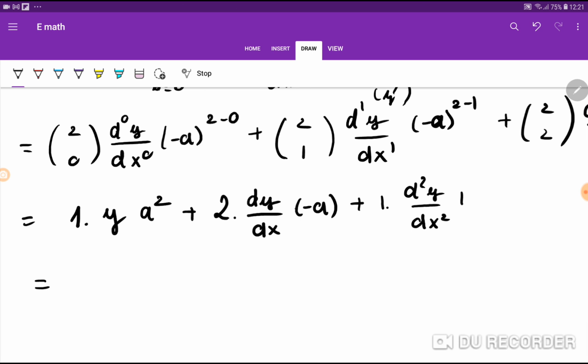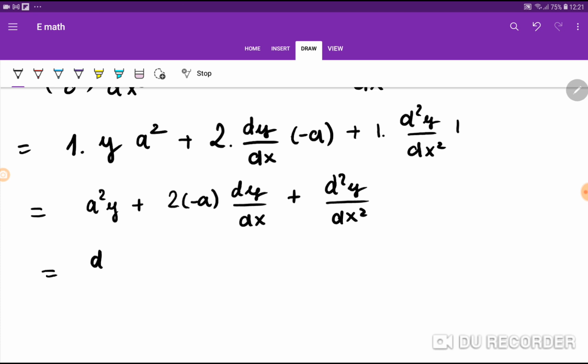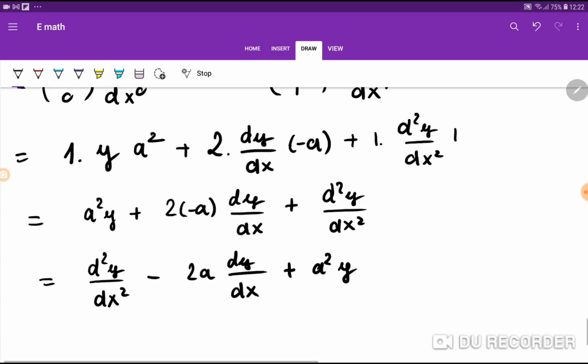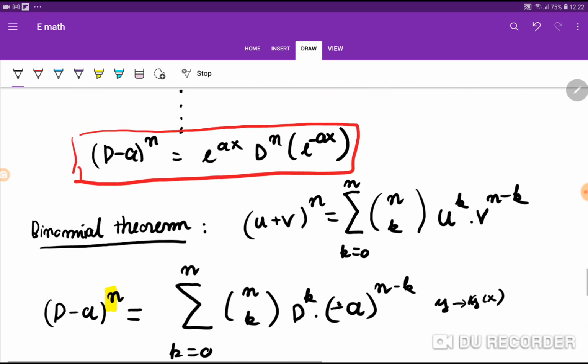I'm gonna write, it's equal to a squared y plus 2 negative a dy dx plus dy square over dx square. So equal to what? This is dy square over dx square minus 2a dy over dx plus a square y. Okay, now go back to the original.